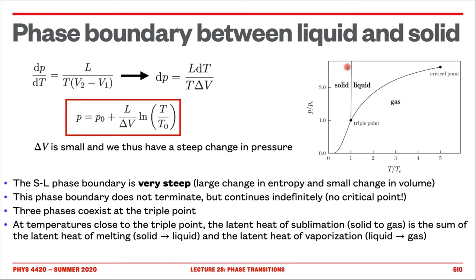Let's try to have a look a little bit more at this particular curve. I just mentioned to you that this is a positive slope. It's not clear that it's positive. It looks like a vertical slope. It's very, very large because, as I said, large change in entropy and small change in volume.